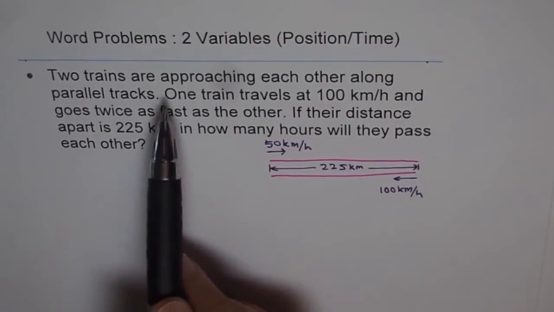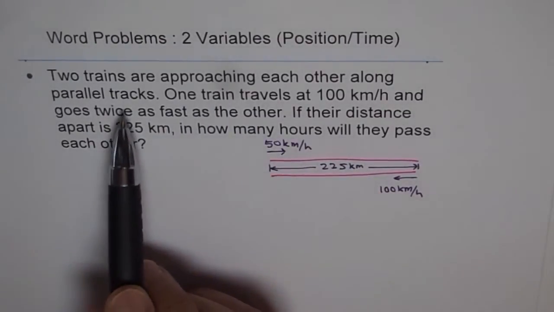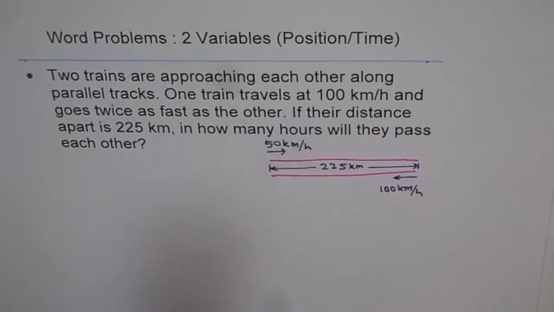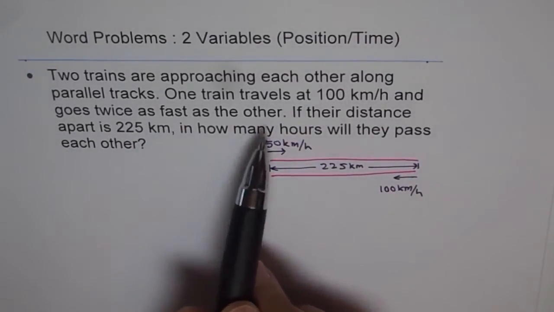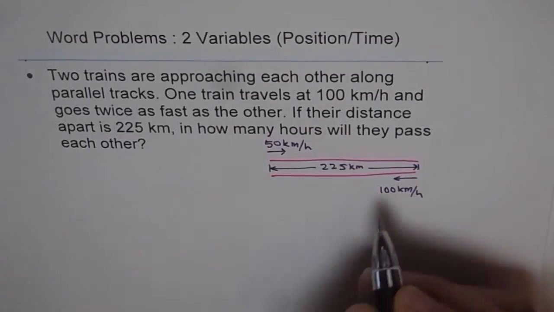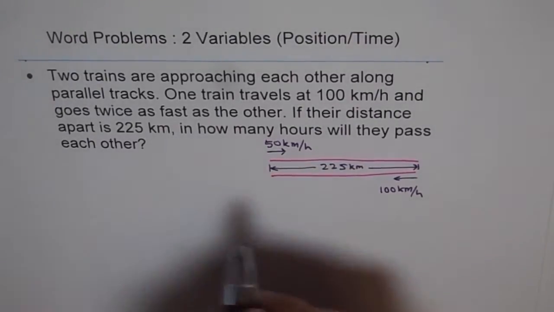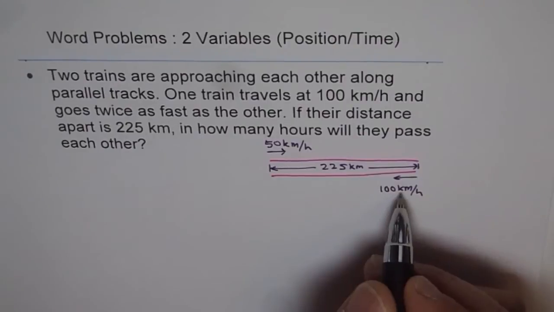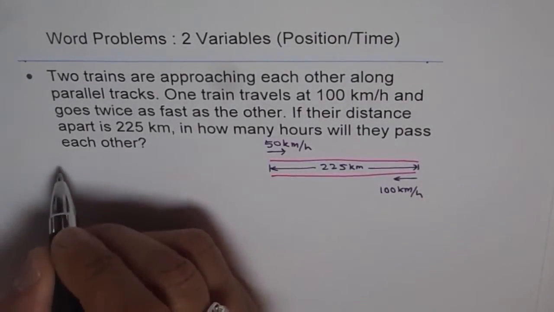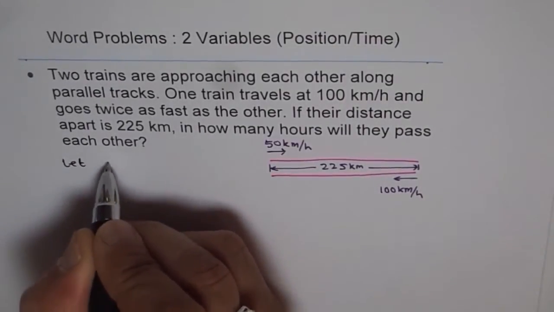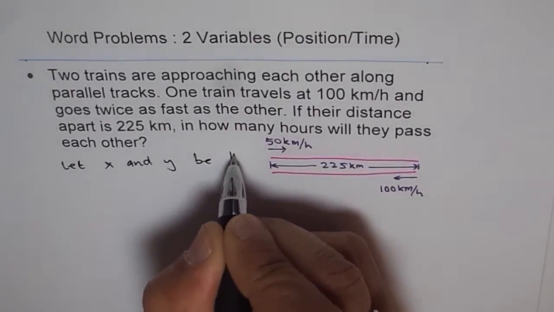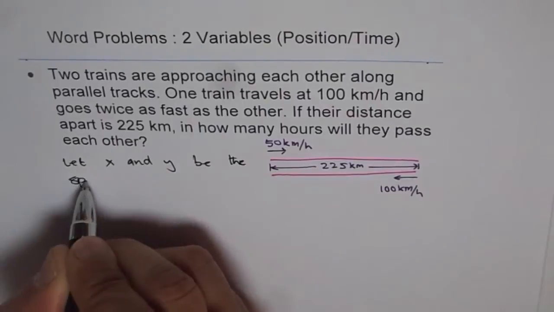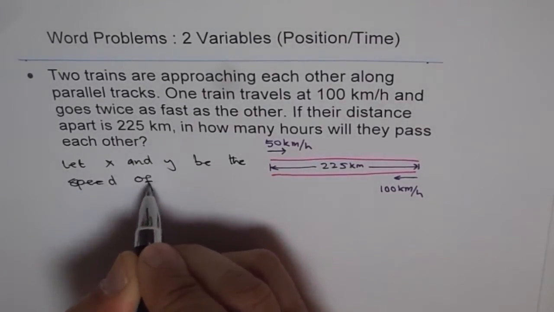So it says two trains are approaching each other along parallel path. One train travels at 100 kilometers per hour and goes twice as fast as the other. So let's say the speed of one train is x and the speed of the other train will be y. Let x and y be the speed of trains, right?